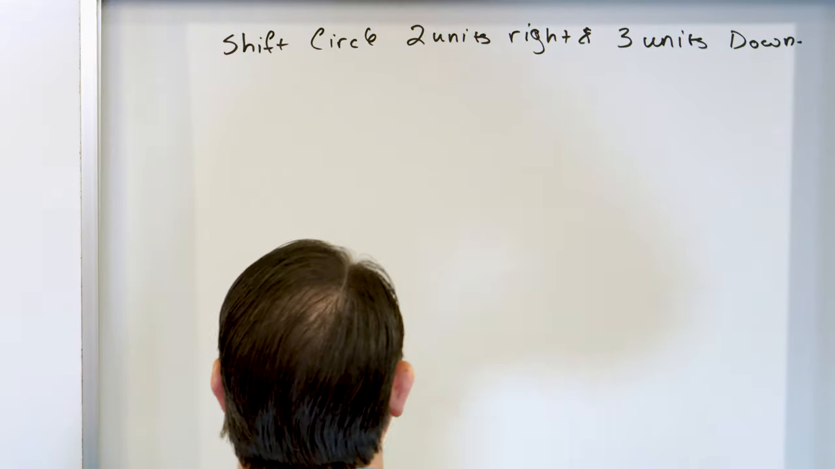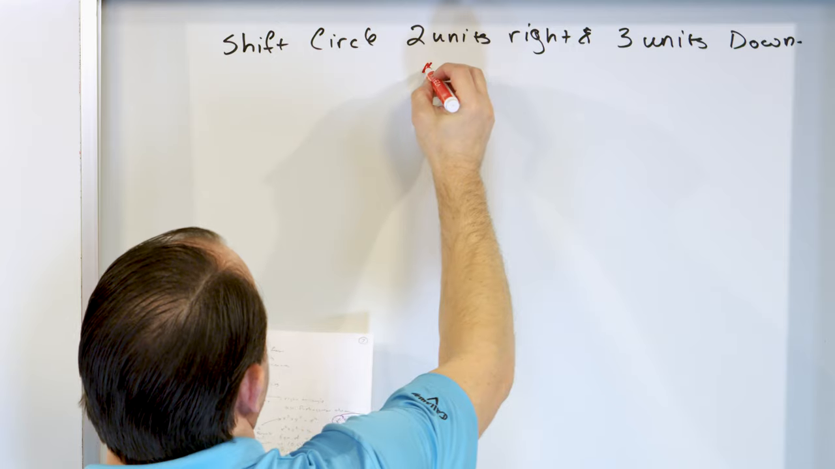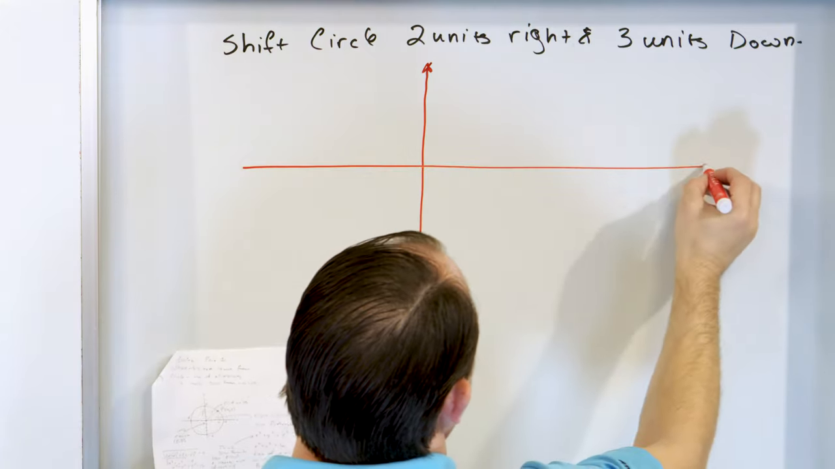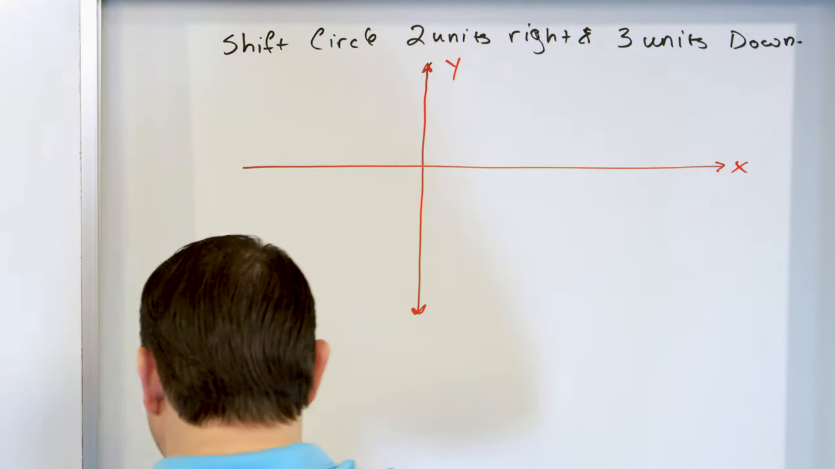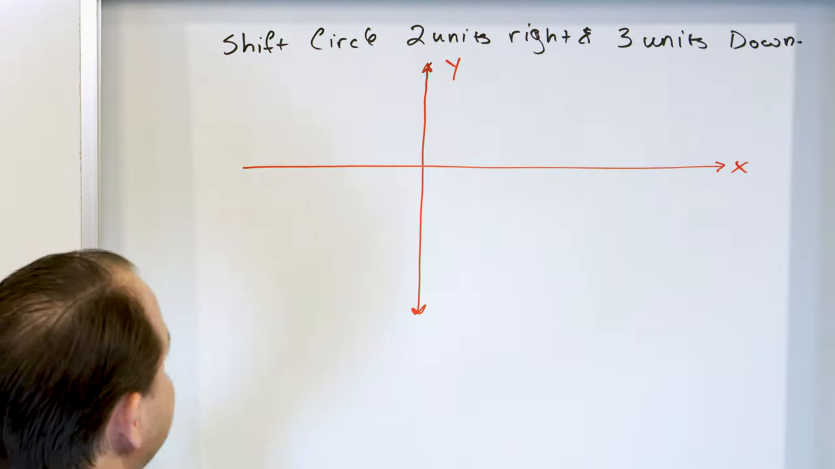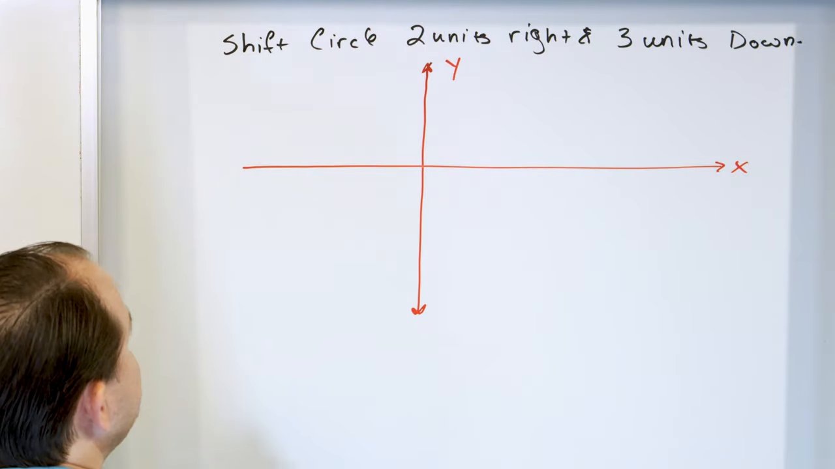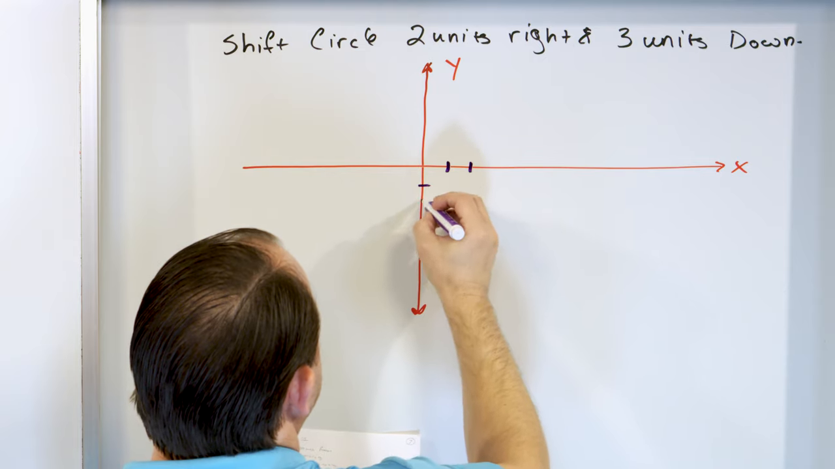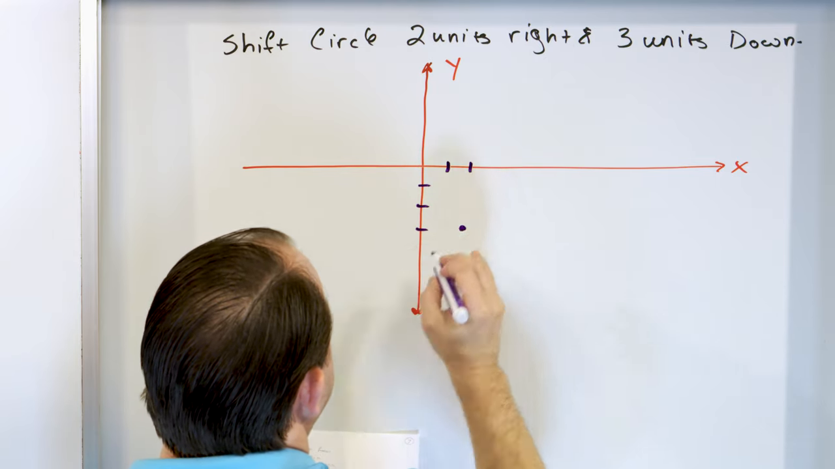All right, so we're going to draw an XY plane, so we can always have a picture. I always recommend that. So here is our XY plane, like this. Now we're saying basically that the center of this circle is 2 units to the right and 3 units down. So here's 2 units to the right, 1, 2, 3 units down. That means the center of the circle is here.